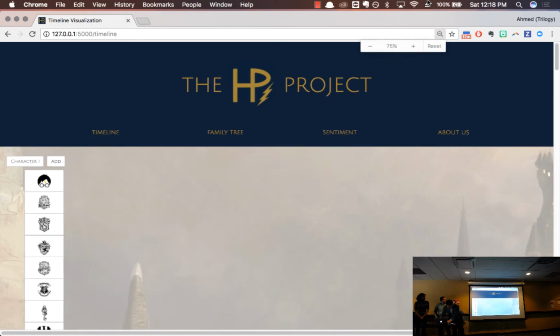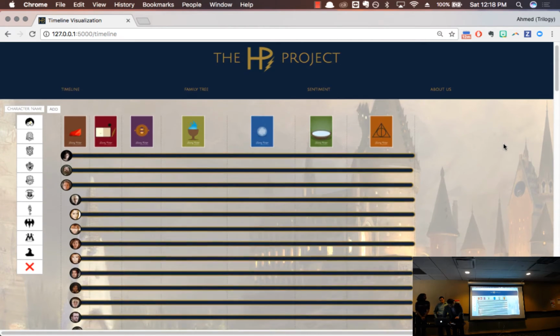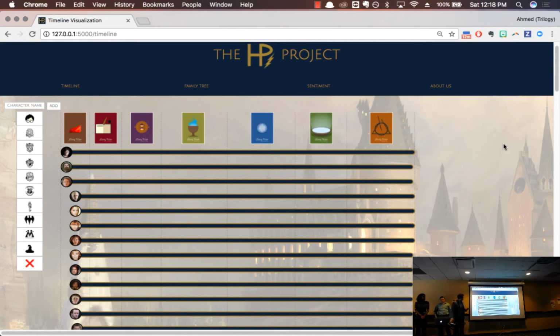Oh, I gotta zoom out. All right. So when I say timeline, I mean this is from the time the character first entered, from the time they were first seen to the time they were last seen. And by seen, we mean physically described as being there. Otherwise, a lot of characters would have shown up, like James and Lily, who, spoiler alert, are dead before the book starts. I don't know if that was necessary.